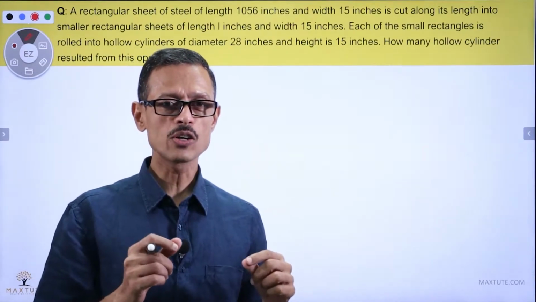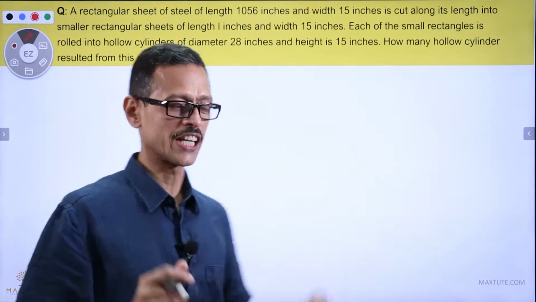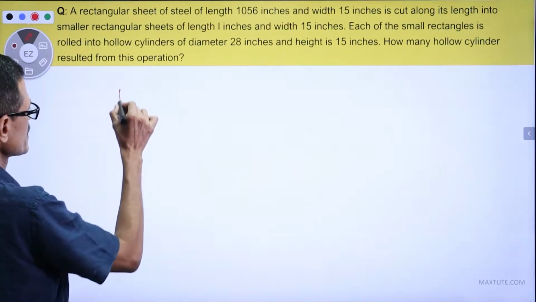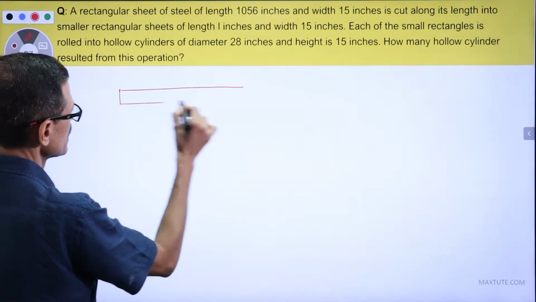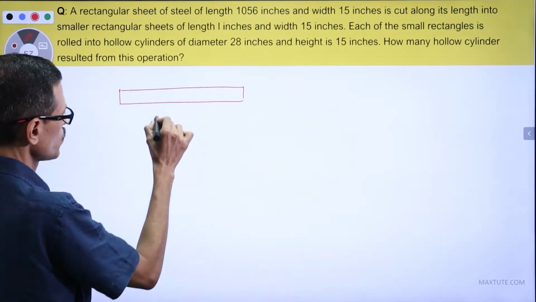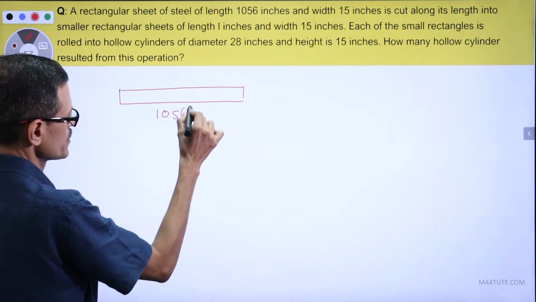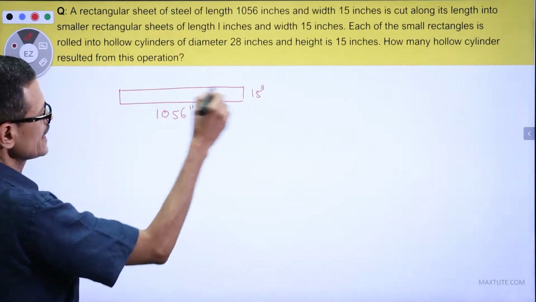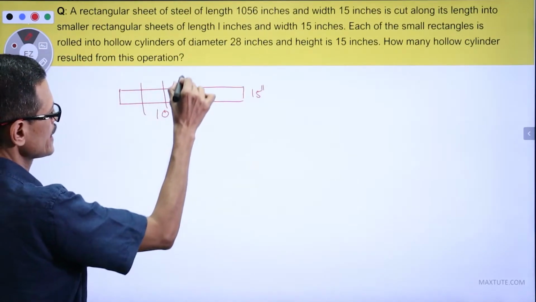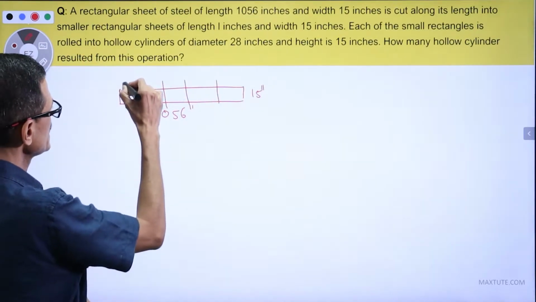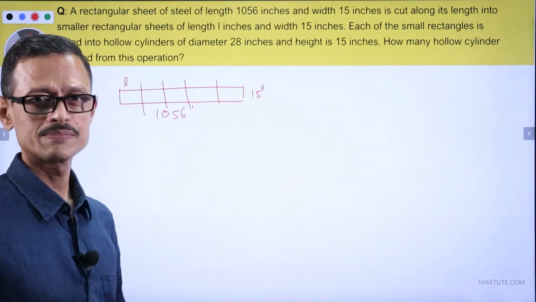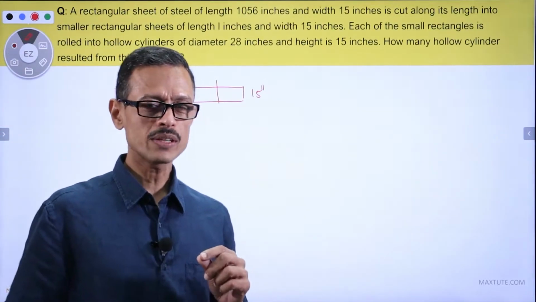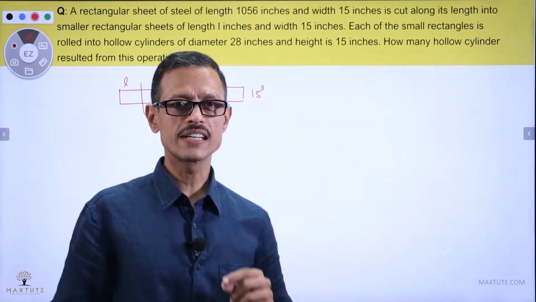Let's get clarity on what is happening to this long sheet. So this rectangular sheet, let's say this is a sheet that we have. Length of the sheet is equal to 1056 inches. Width is equal to 15 inches. We are cutting it along its length. So we're going to make small rectangular pieces, each of length L inches. What do we have to find out? We have to find out how many hollow cylinders resulted.